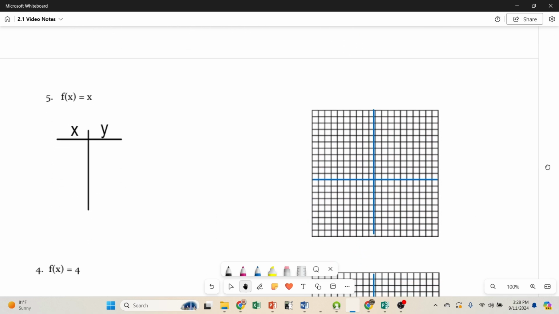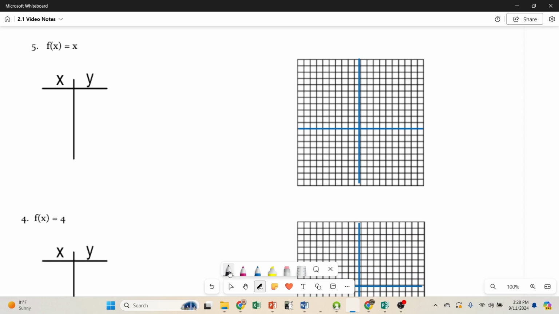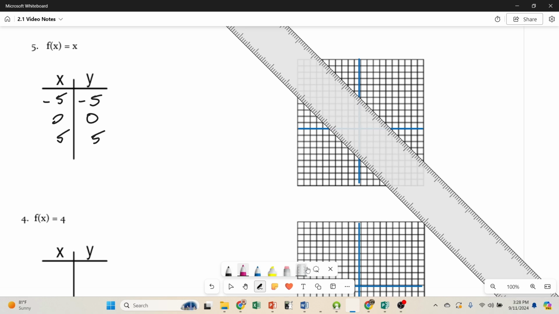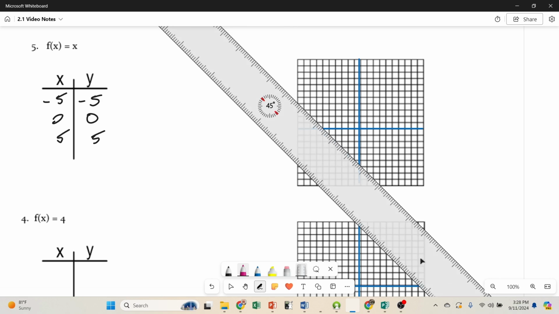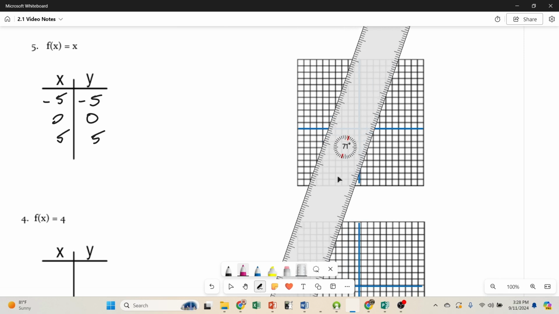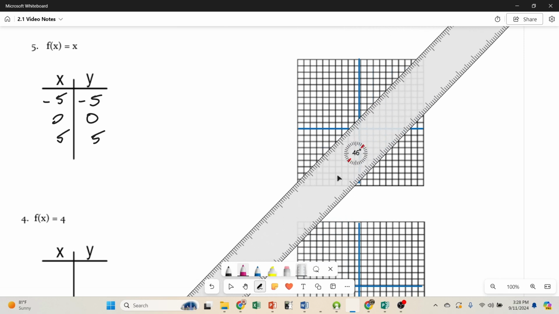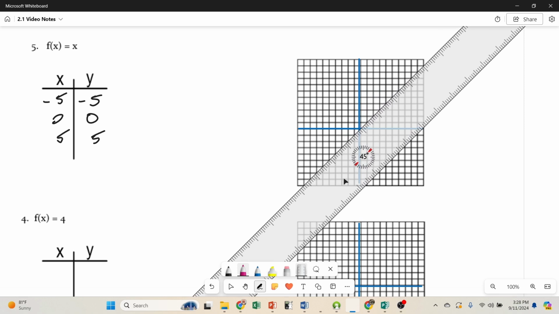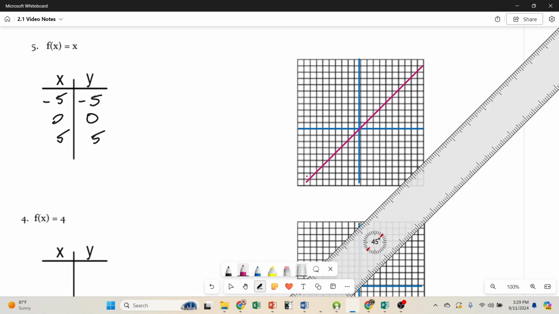All right. Well, f of x equals x, that's pretty basic again. Let's go -5, 0, 5, because we know that this is our line. So it's a 45-degree angle line on this graph. And we can see that matches up, and we're just going to put it in there. I'm not even going to plot those.